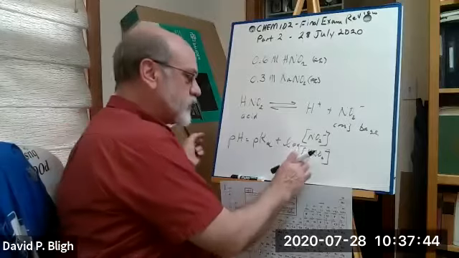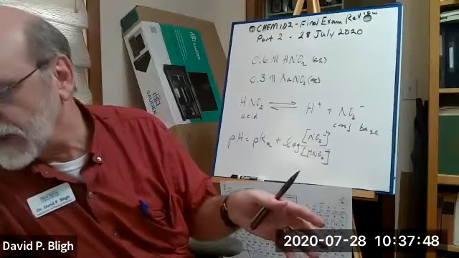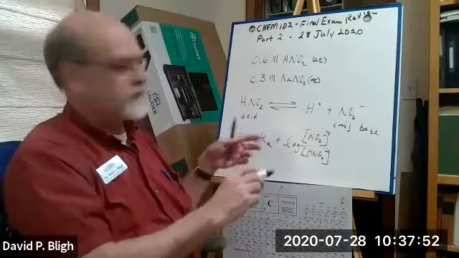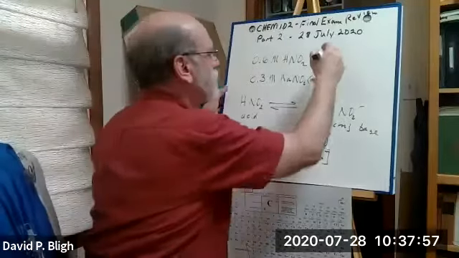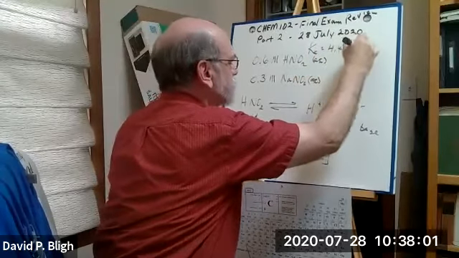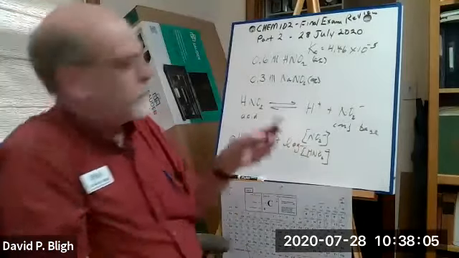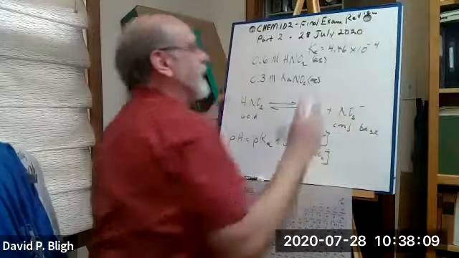Well, we can use this equation because we're given this value. Well, I haven't given it to you yet, but I will. Ka equals 4.46 times 10 to the minus 4. Right?